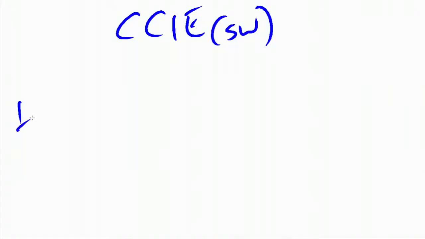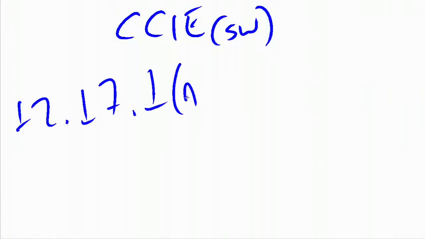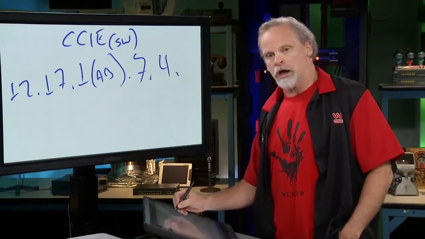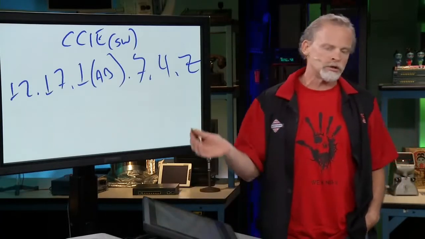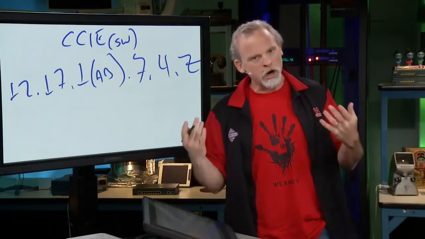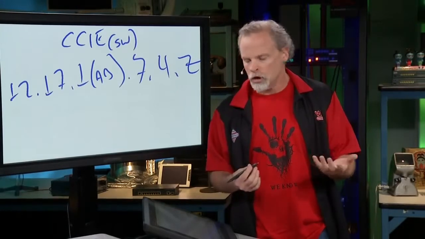Because, you know, you'll see things like this, like 12.17.1, B.7.4. On and on and on, right? I mean, you keep seeing all this stuff, and it looks intimidating. It's hard to understand, and it's not simple, you know?